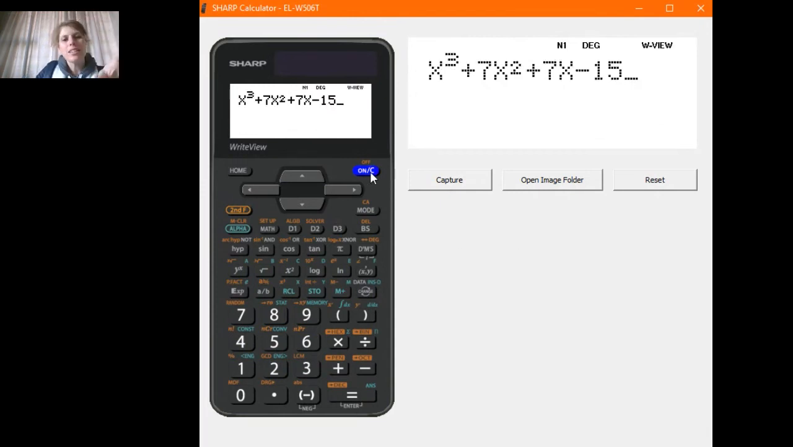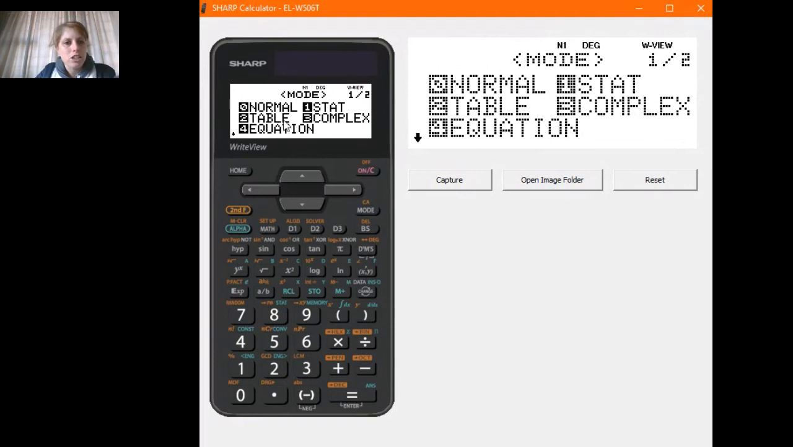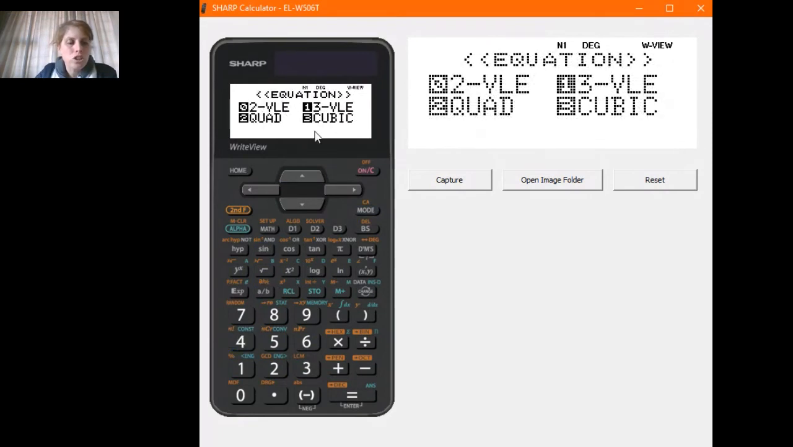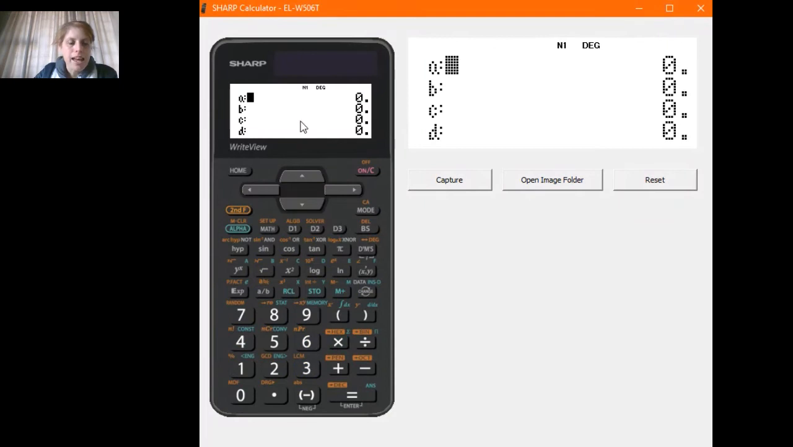Now, the really nice thing about the W506 is it actually has an equation solving mode on it. So we can just choose mode and then 4 for equation and then choose 3 for cubic. And then all we would do is fill in the values for A, B, C, and D. So it's going to be 1 equals, 7 equals, 7 equals, and negative 15. And equals, and that will give us exactly what we found when we did it through the table mode as well.